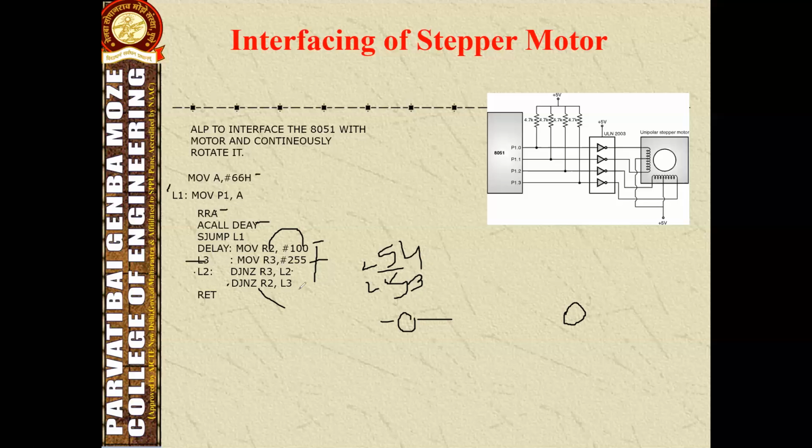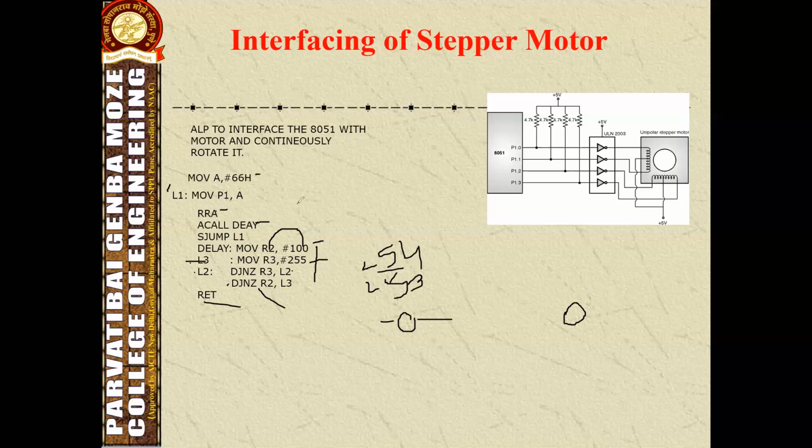After seeing this, the same operation will proceed here until the R2 value becomes 0, and it will go to where? Here. Then it will become R3. So this creates a delay. This repeats the same operation to create the delay. After both values become 0, it will execute the RET return instruction.